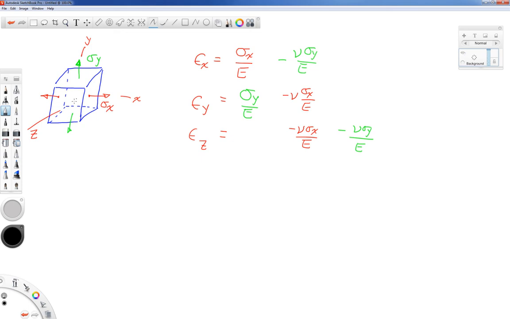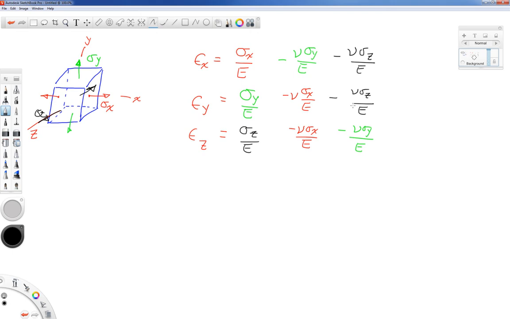Lastly, let's apply some stress in the z direction. We're going to forget about the other two. When we apply stress in the z direction, we get an extension in the z direction, sigma z over E, and a Poisson contraction in the other two directions, minus nu sigma z over E, and minus nu sigma z over E.